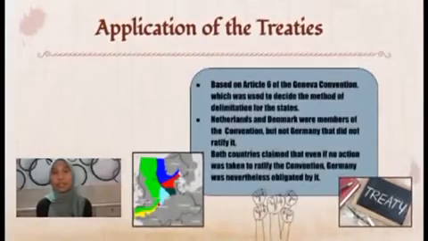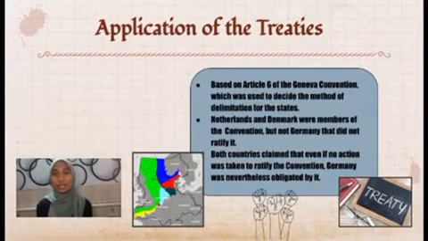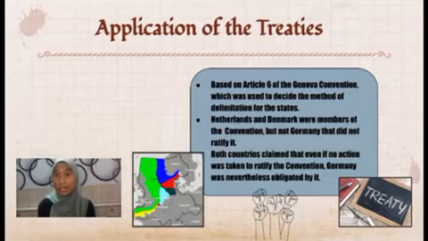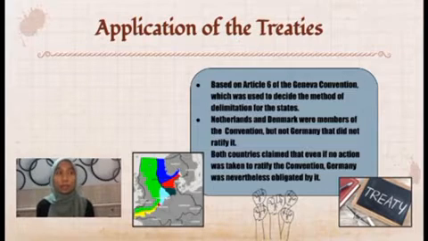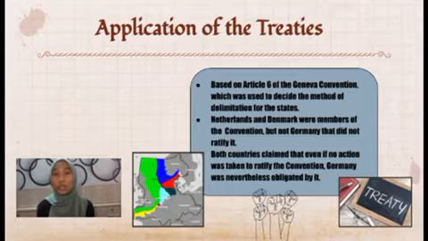Secondly, I will explain the application of the treaties. The case can be referred to Article 6 of the Geneva Convention, which was used to decide the method of delimitation for the states. Both the Netherlands and Denmark had already agreed to the Geneva Convention on the method of delimitation, but not Germany. Germany did not ratify the agreement because they felt it was not fair to divide the boundaries in that way, since they would get a smaller space compared to the Netherlands and Denmark.